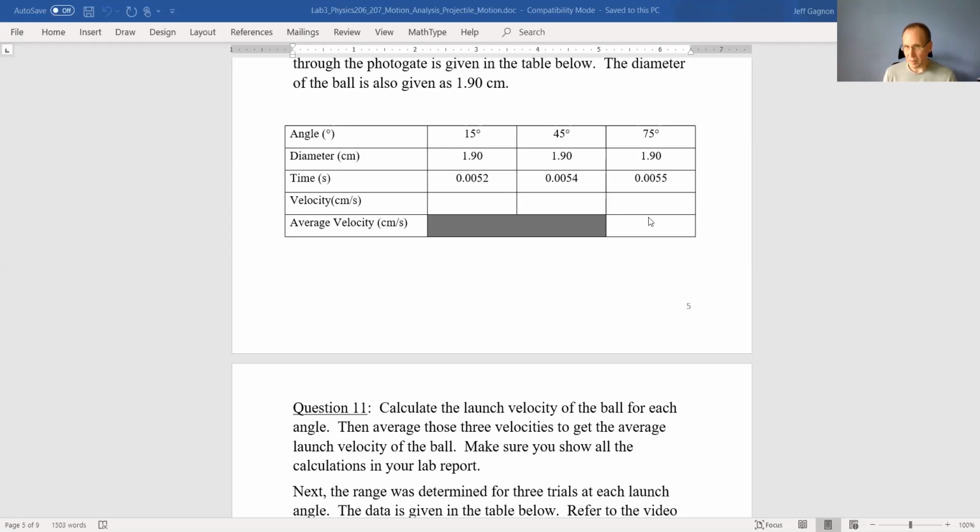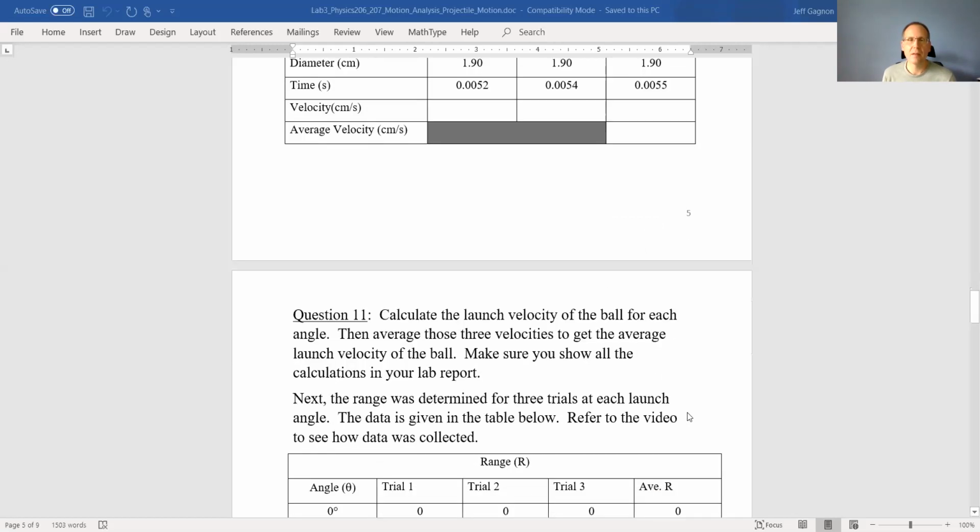Now these are going to be similar. So what we're going to do is average these three values, and that is going to be your V naught. That'll be the launch velocity that we're going to use for the particular marble gun that you have. Okay, and make sure you show me these calculations in your lab report.